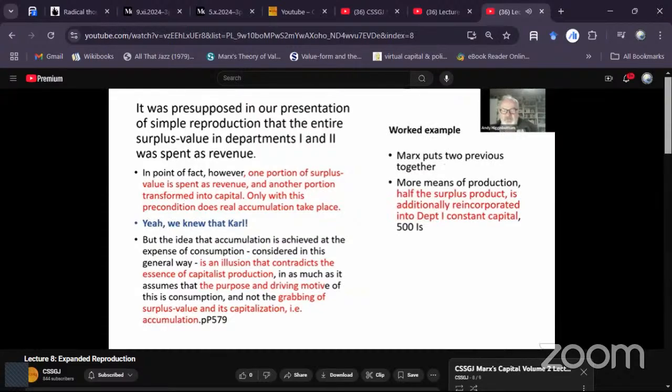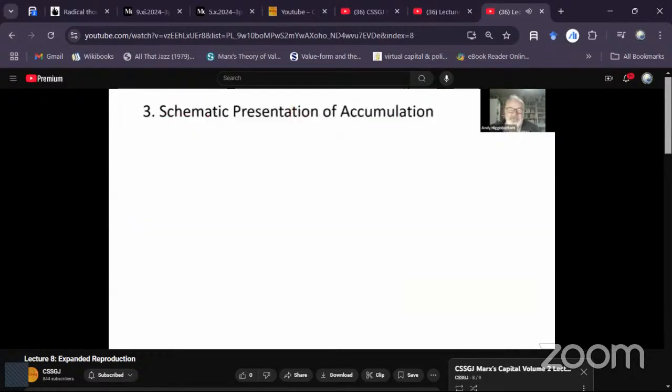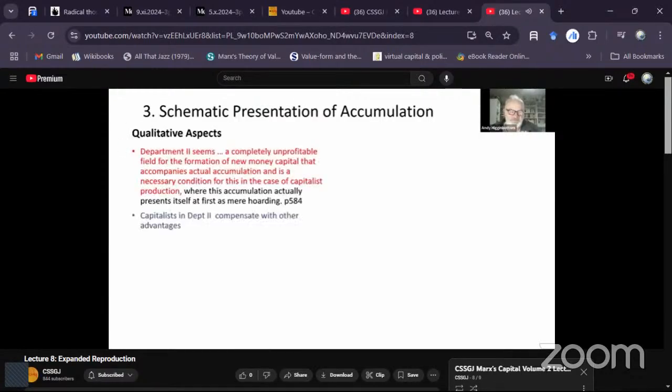So Marx is now putting these two ideas together. He's putting together the idea of the formation of the hoard and buyers and sellers within the capitalist community, and he's putting together the idea of fixed and circulating capital between the two departments. So as he said, it's now getting pretty complicated. Okay, and so then this is all like the qualitative stuff setting up, and then he gives us his examples. There's a bit more qualitative stuff. This one is very interesting.